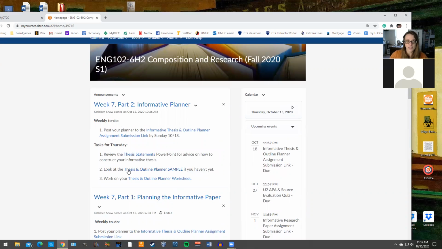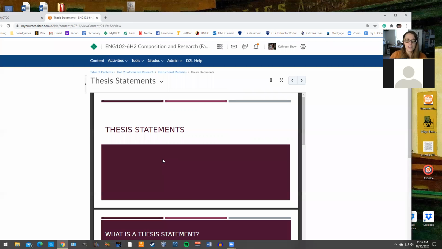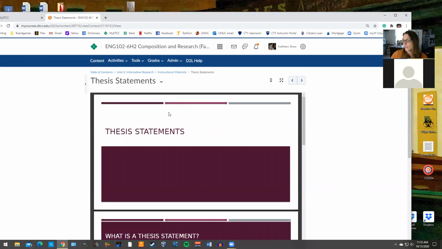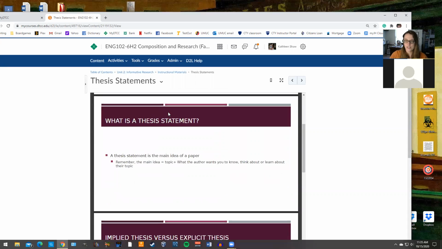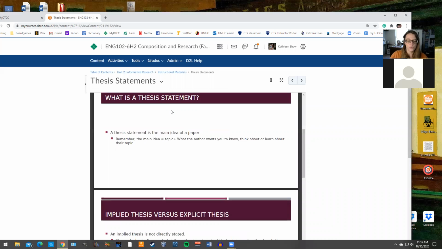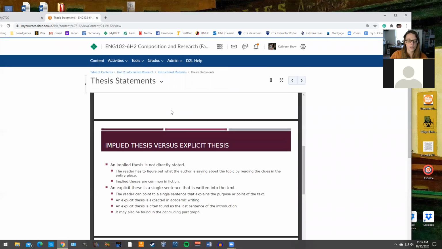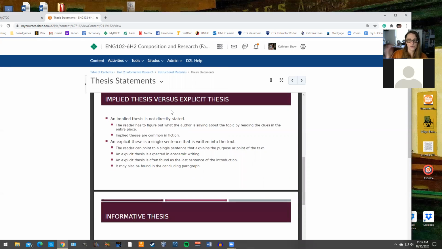One of the things that I included in today's announcement is a PowerPoint about thesis statements. It's linked here in the announcement. It can also be found in the instructional materials for Unit 2. This is just a PowerPoint going over thesis statements. One of the things you'll have to do is write a thesis statement. Here I just explain, I feel like this is review for the most part. Here I point out the difference between an implied and an explicit thesis.